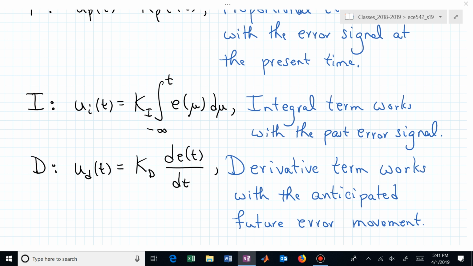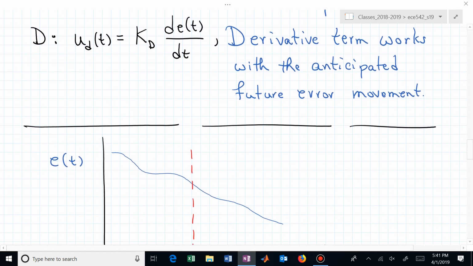Each of these three pieces works with a different part of the error. The proportional piece is the current error, the error at the present time. The integral piece, past errors. The derivative piece, the anticipated or future error.